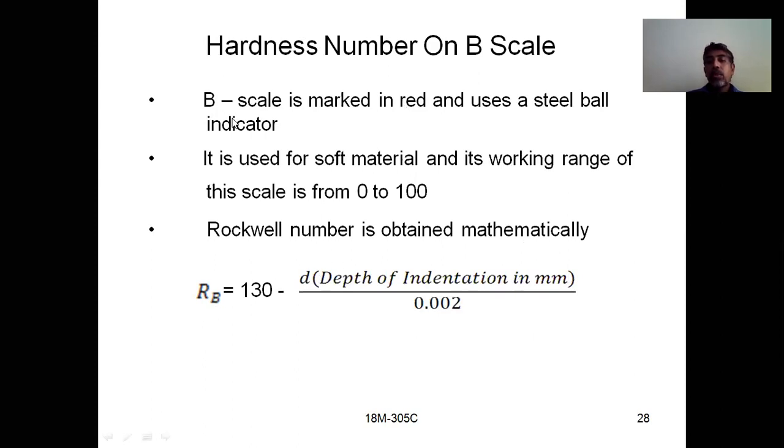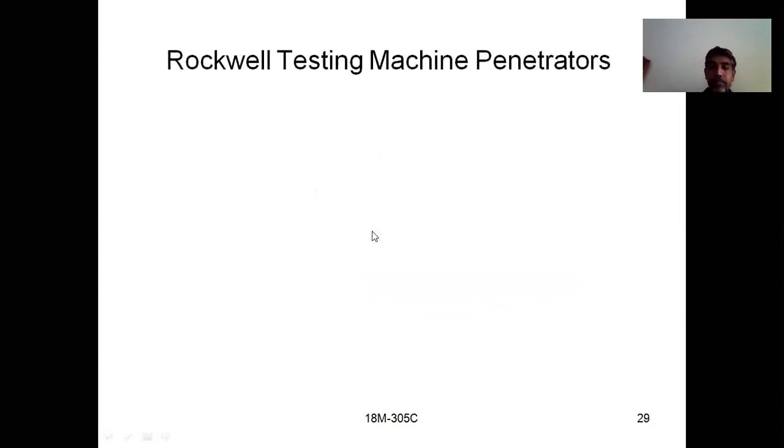Okay. So what is the color of the B scale? Red. And which type of indenter will be used? Steel ball indenter. And for which materials can it be used? Soft materials. What is the working range? 0 to 100. And how will you find the Rockwell hardness number mathematically? That is 130 minus the depth of penetration in mm divided by 0.002. The depth of penetration in mm is given by small d.